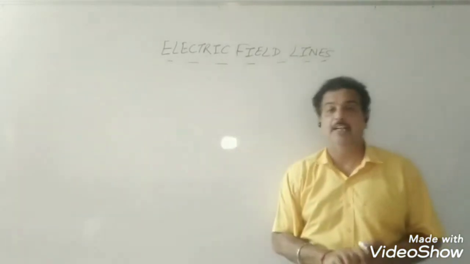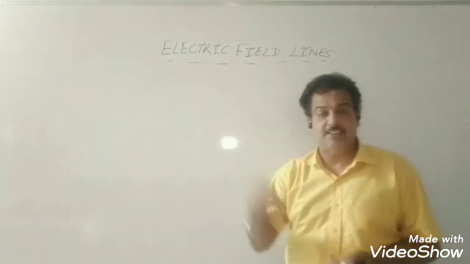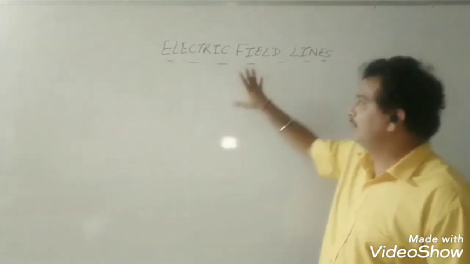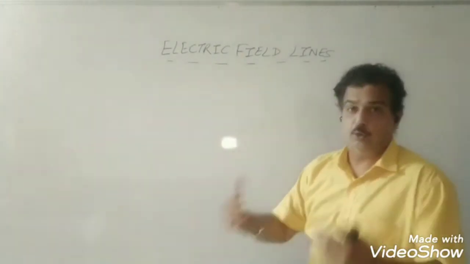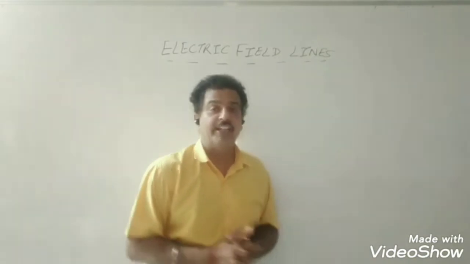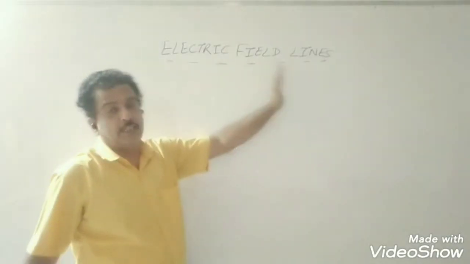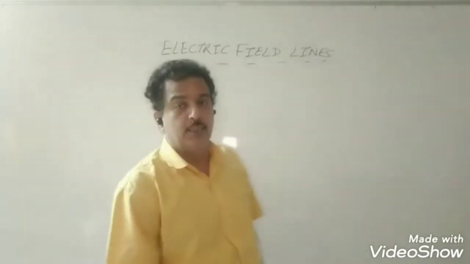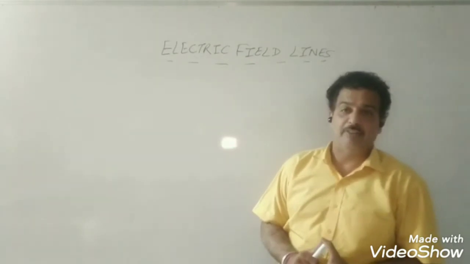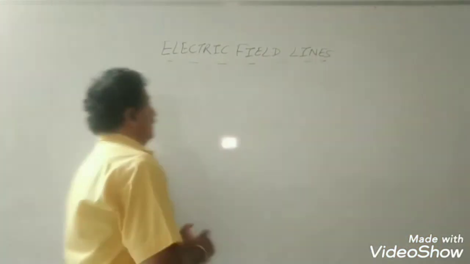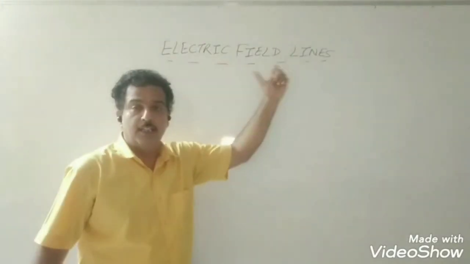Remember, electric field line is imaginary, but electric field is a reality. So these field lines do not exist anywhere, but in order to understand the electric field and electric field intensity, we will take the help of electric field lines. So electric field lines are the imaginary concept which is given by Faraday to understand electric field and electric field intensity. Remember, electric field is a reality, field lines are an imaginary concept.